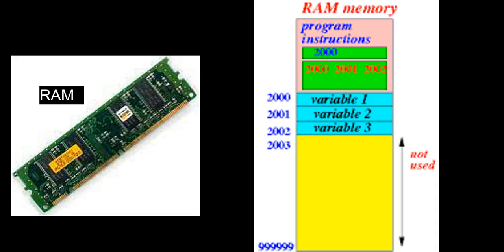Similarly, for the memory, there are different locations on the memory. So when the computer stores anything on the memory, it is storing it at a specific location, and that can be done randomly. By random, I mean that you can go directly to that memory location.